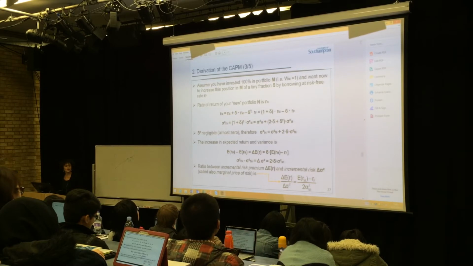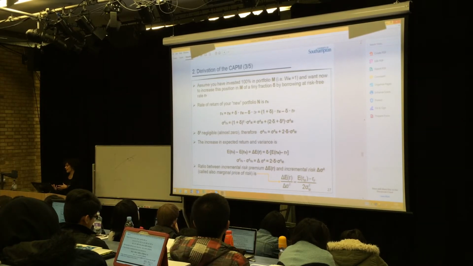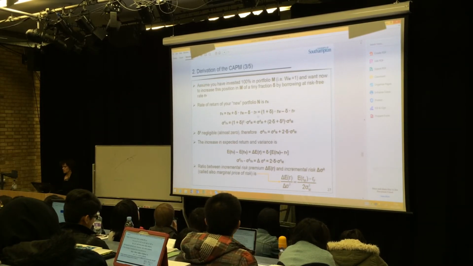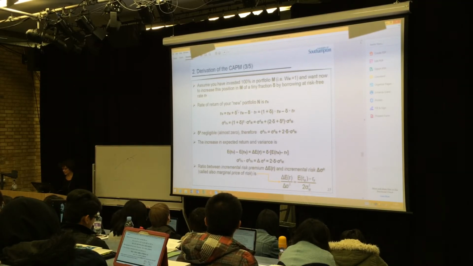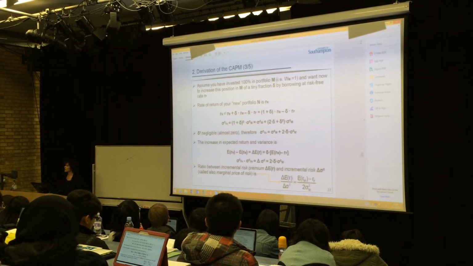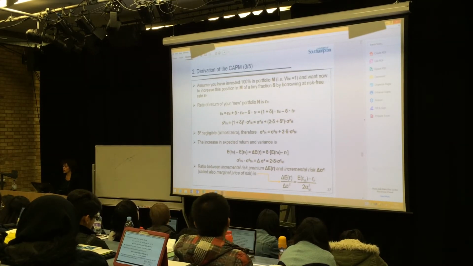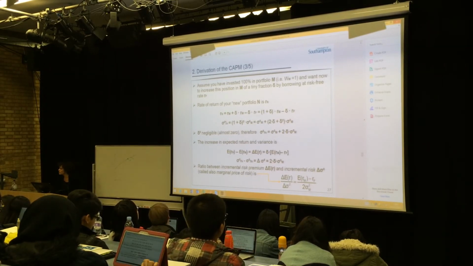Of course, the return of my portfolio is going to be equal to the quantity that I invested minus the stuff that I borrow. So I can group this quantity, sort it out, and rewrite these terms in this way. Then, as I was able to calculate the rate of return of my new portfolio, I can also calculate the variance of my new portfolio.